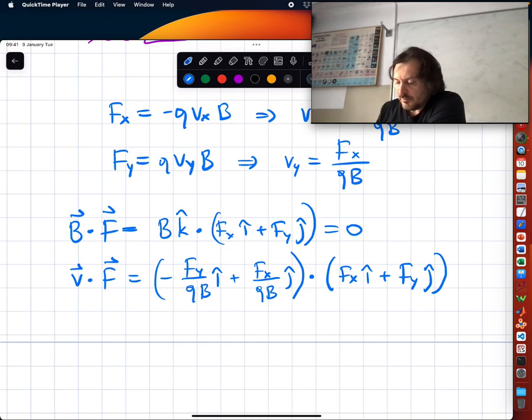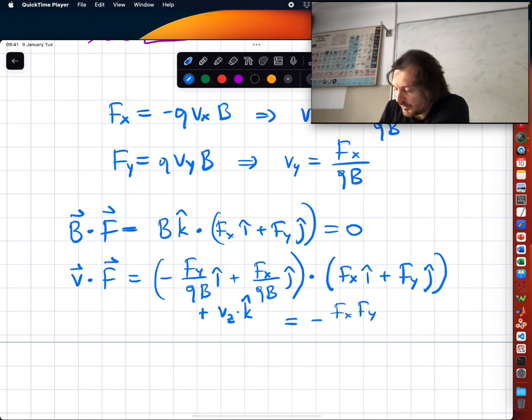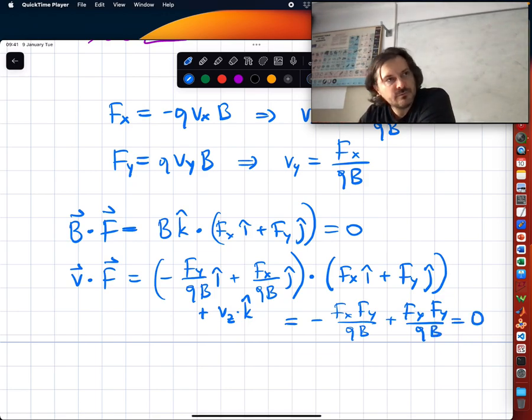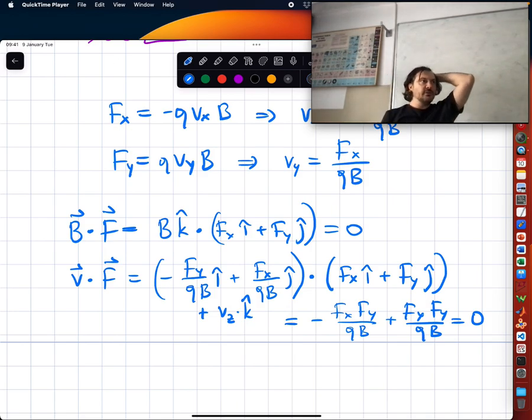Actually, no matter what Vz is, let's put Vz times k as well. There is no k in F. k dot i and k dot j will give you 0. So as a result, you get negative Fx Fy over qB plus Fx Fy over qB, which is 0. So just remember, v dot F is 0 and B dot F is 0 in this situation. It's always the case, because of how the force is defined, so it has to be the case.